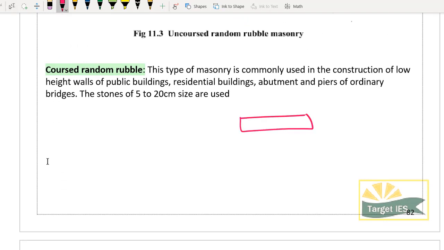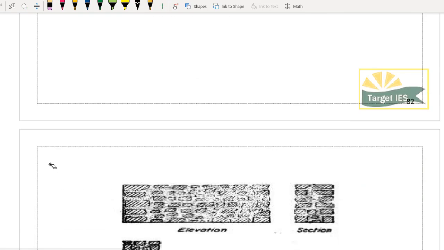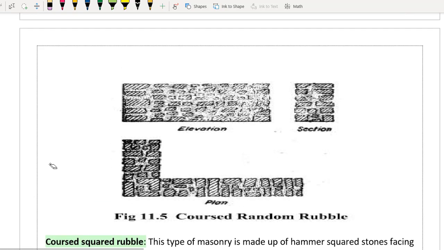So if you are making these stones in horizontal layers, okay, arrange them however you like, but in proper horizontal layers, then we will be calling it coursed. You can clearly see the image, right? Here you have maintained the course, that's why I am calling it coursed rubble masonry. I hope you got it.